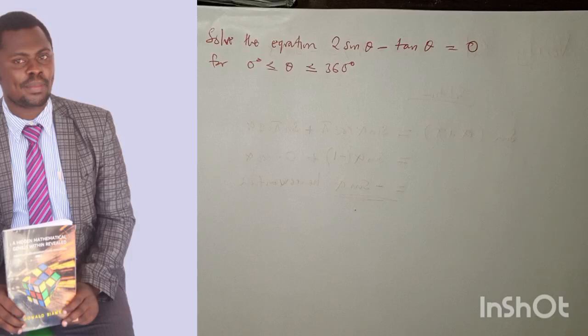Solve the equation 2 sine theta minus tan theta is equal to 0 for 0 degrees less than or equal to theta less than or equal to 360 degrees.